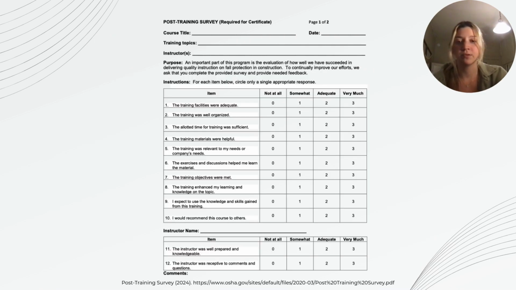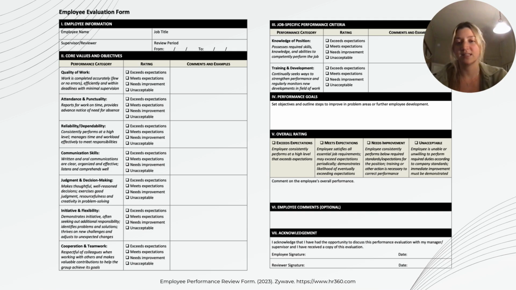So, this is an example of a post training survey. It might ask questions about whether the training was helpful, if it was organized, if it was adequate, just to gauge how well the training was received and what improvements can be made by employers. And then this is an example of an employee evaluation form. So the employer will use this to evaluate their employees and give them feedback on how well they are performing at work.